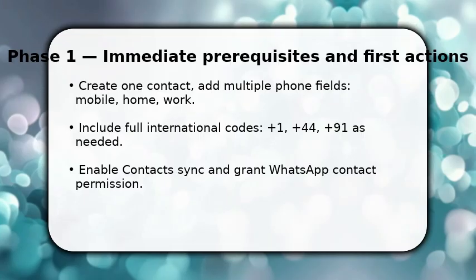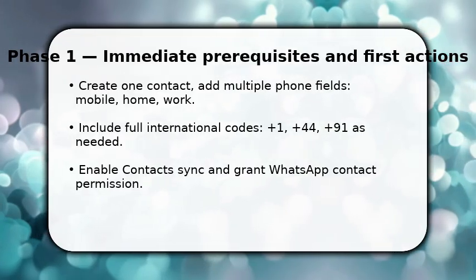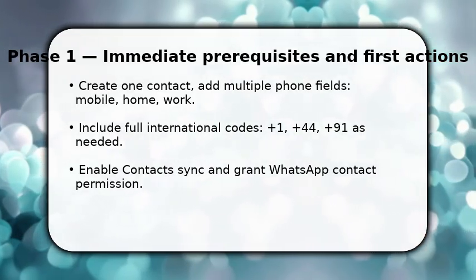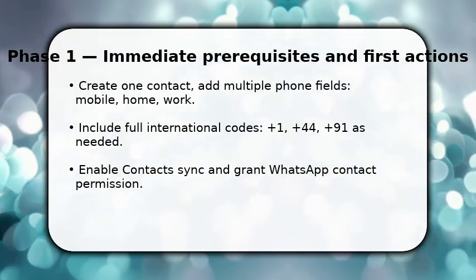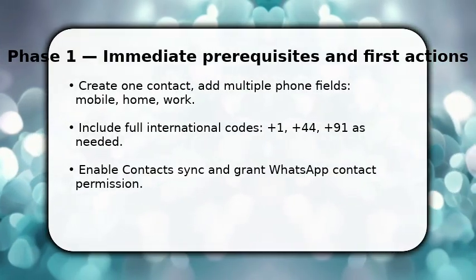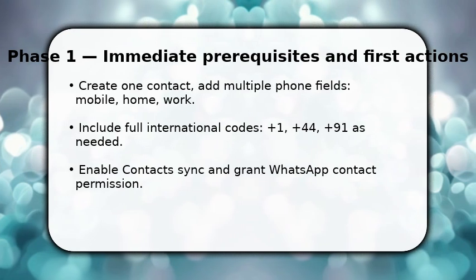Once saved, allow contacts to sync and grant WhatsApp permission to read contacts. This ensures the app refreshes its address book and shows every number linked to that single contact right away.